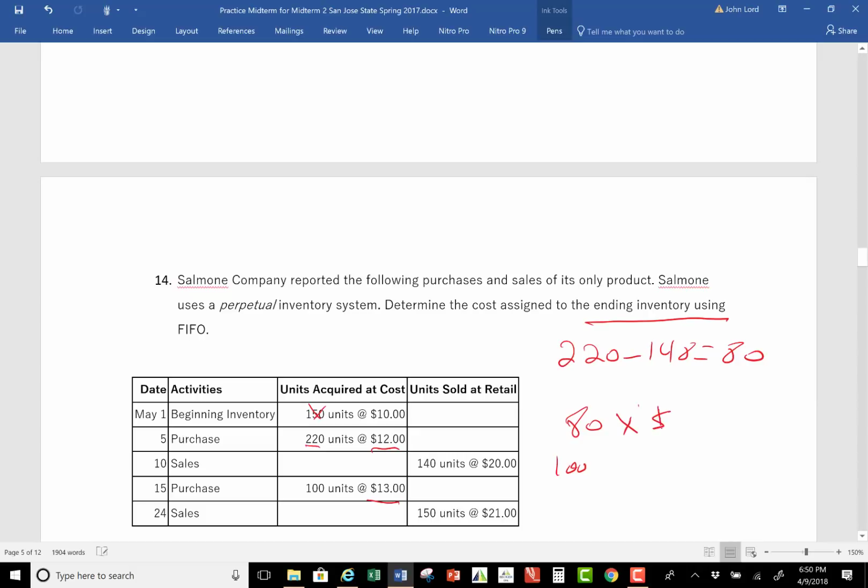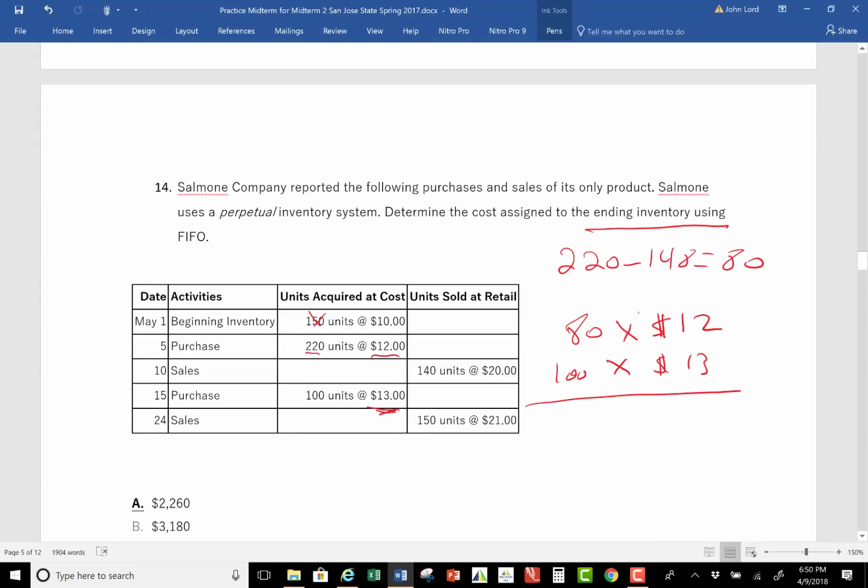Times 12? And that's going to be times 13 for the 100, we haven't sold any of those. So that should all add up to 2260. Do the extensions here, and that'll add up to 2260.